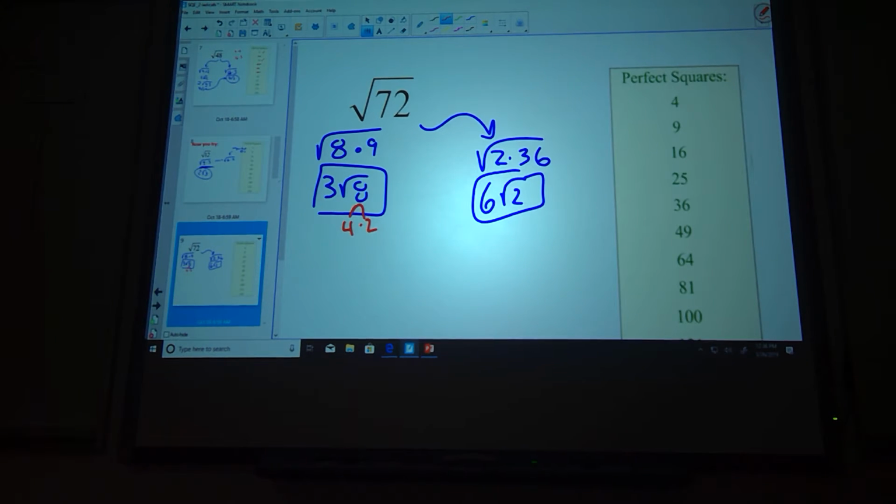So you look for the largest perfect square, and in this case 36 works. Even though 9 does indeed work, this is the largest perfect square that works. And that's the key to doing this.